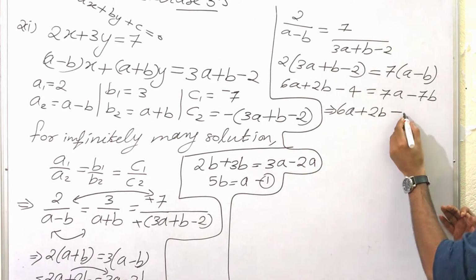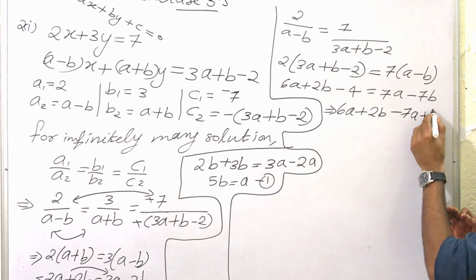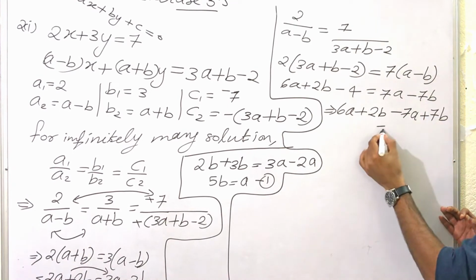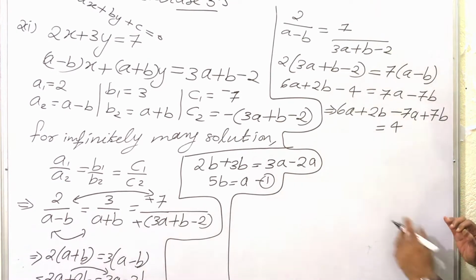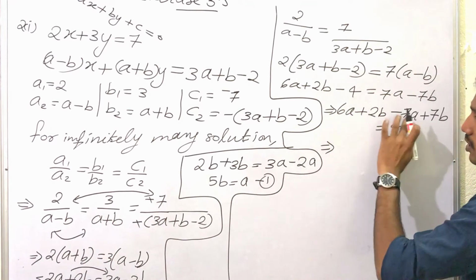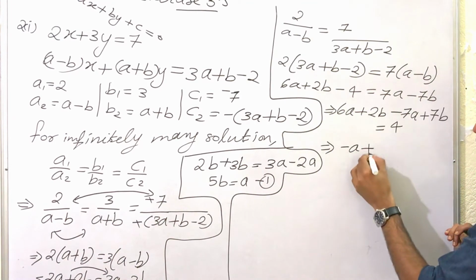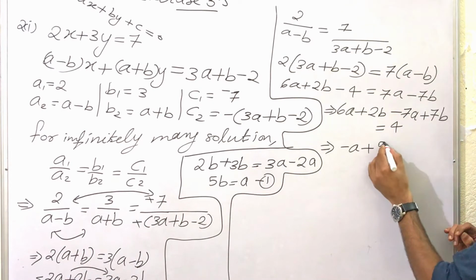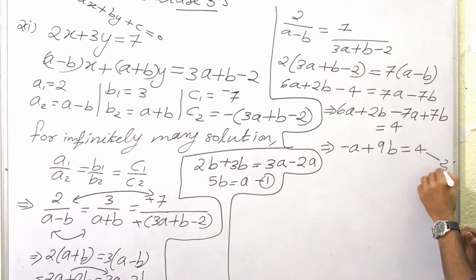Taking to the left side, minus 7a and minus 7b will be plus 7b is equal to minus 4, taking to the right side will be plus 4. That implies 6a minus 7a will be minus a, plus 2b plus 7b will be 9b, is equal to 4. This is equation number 2.